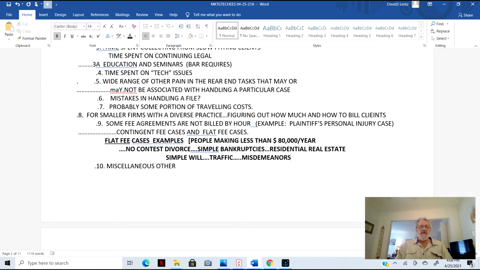Criminal misdemeanors. These are all flat fee cases. If I charge somebody like $700 to represent them on an assault and battery case, that's what I get, period, regardless of how much time I spend on it.